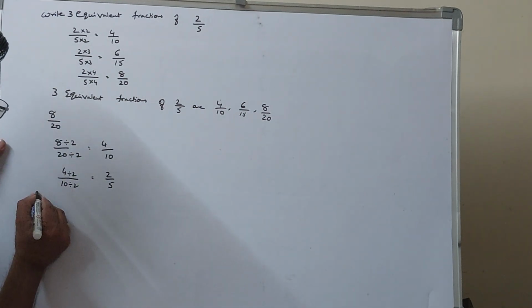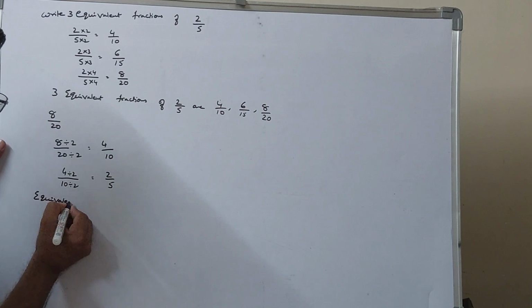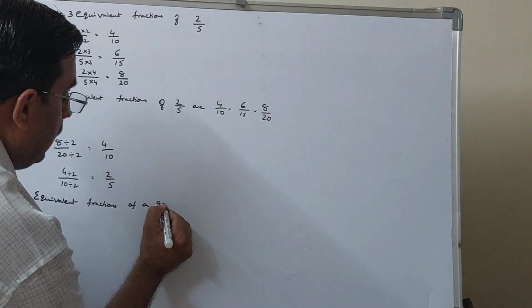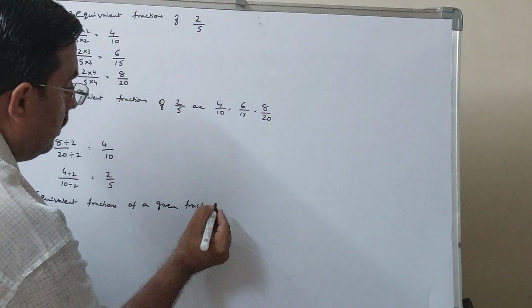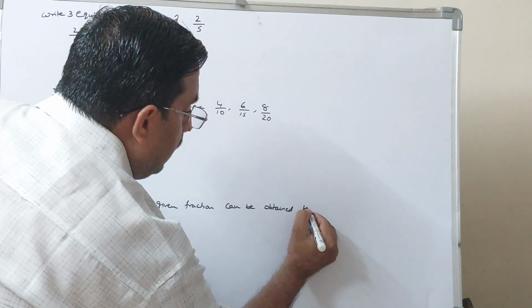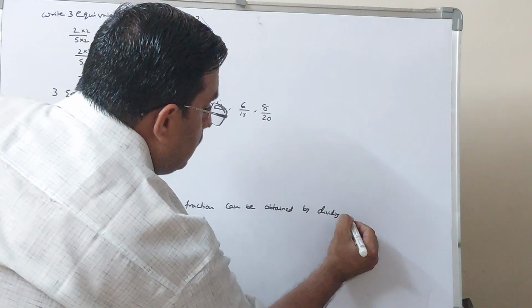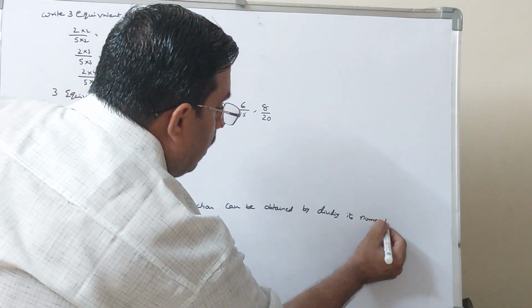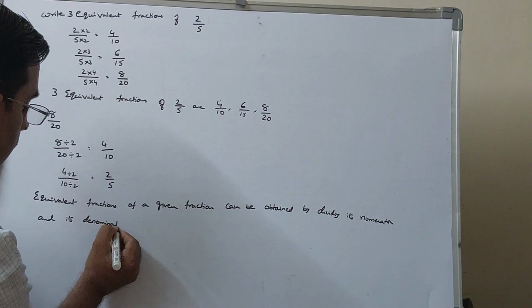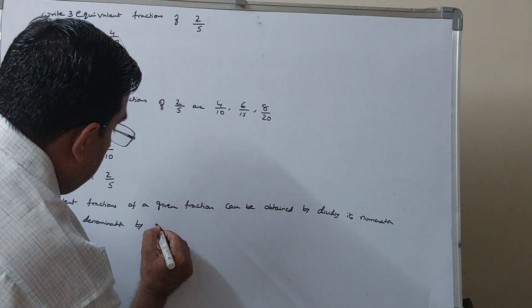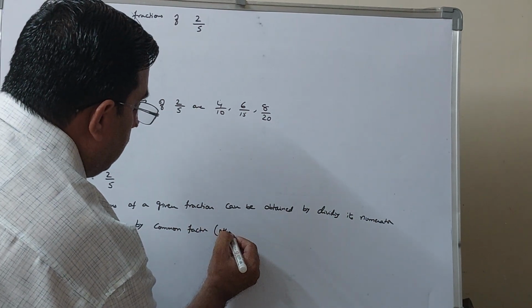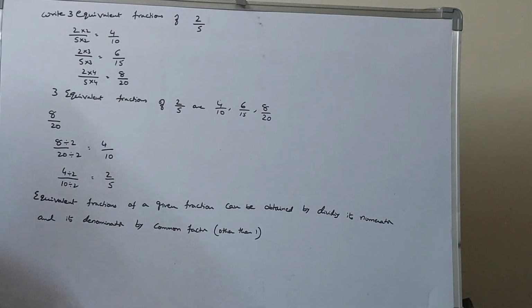So equivalent fractions of a given fraction can be obtained by dividing its numerator and denominator by a common factor other than 1.